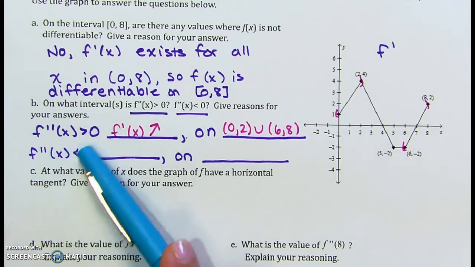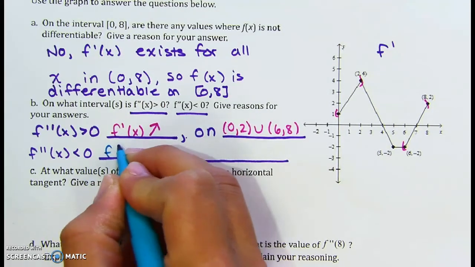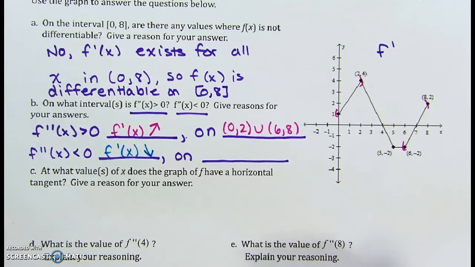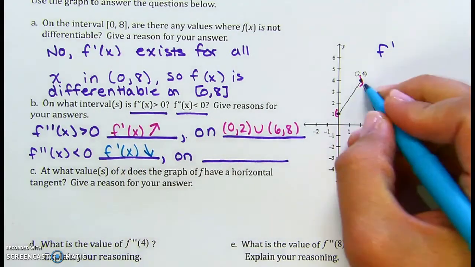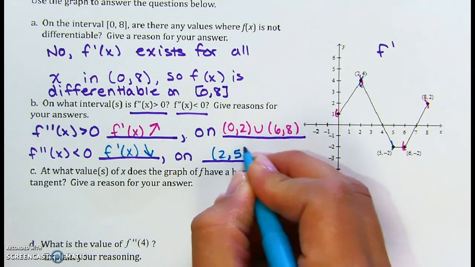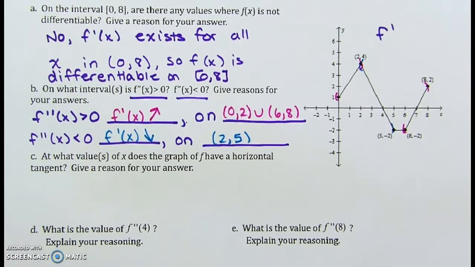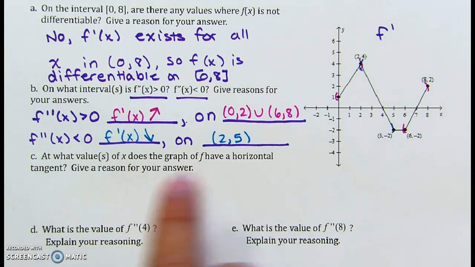The second derivative will be negative when what fact is true? This comes from your brain. F prime is decreasing, or a negative slope, which occurs from 2 to 5. Anywhere else? No. Fantastic. C. At what values of x does the graph of f have a horizontal tangent line?